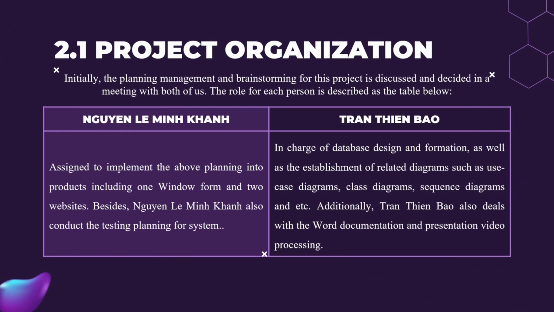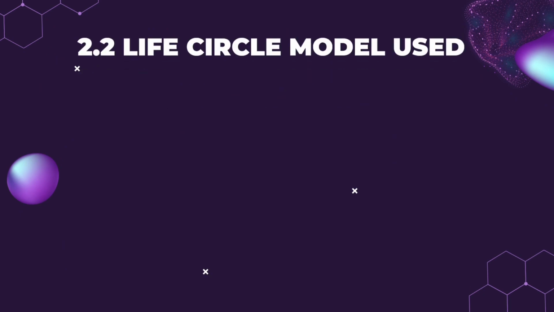Besides, the rationale for the assignment is that Trường Thiên Bảo is good at working with database management systems and diagram establishment, whereas Nguyễn Lê Minh Khánh is more proficient in coding and testing for the system. Life cycle model usage. In this system management project, the waterfall model is applied. In particular, the whole process of system development is divided into numerous sequential phases as below.